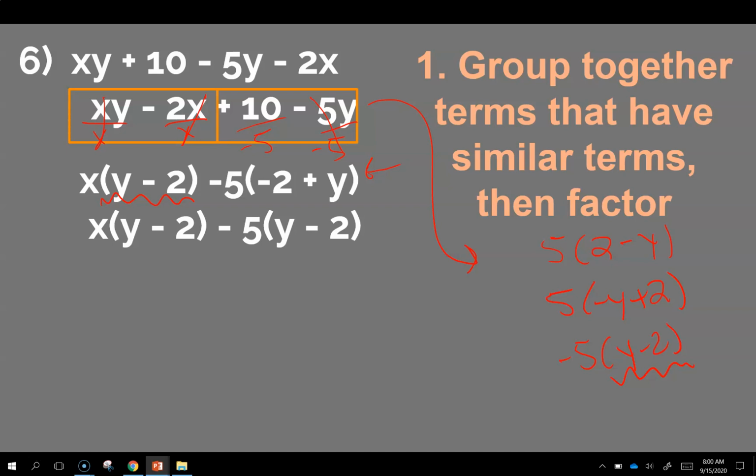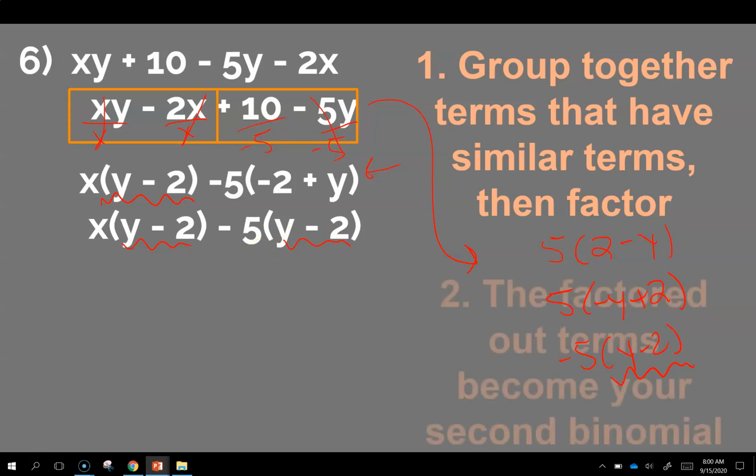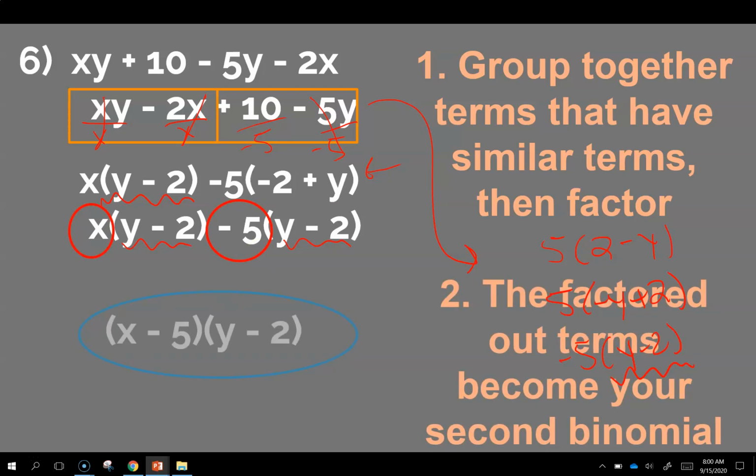All right, now that my parentheses are matching, I have y minus 2 in both places. Okay, that's going to be a factor, and my other factor is going to be the x and the minus 5 that we took out. So our factors are going to be x minus 5 and y minus 2. And if you ever want to check yourself, you can multiply it back. You could multiply x times y, x times negative 2, negative 5 times y, negative 5 times negative 2, and you will get what we had in the very beginning.